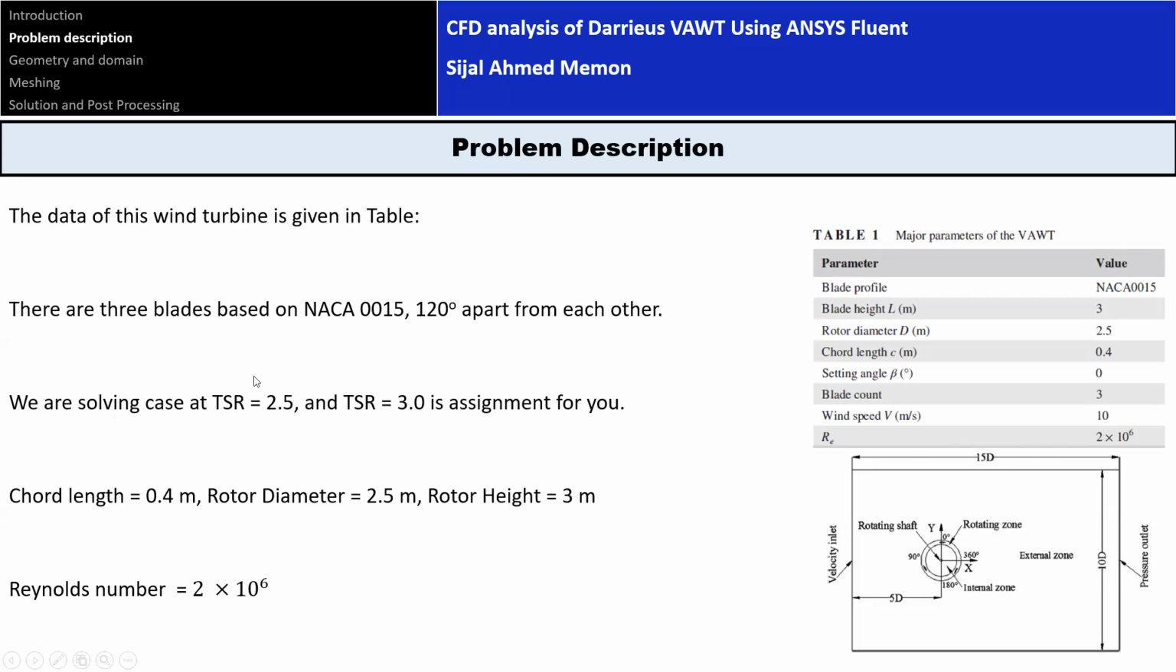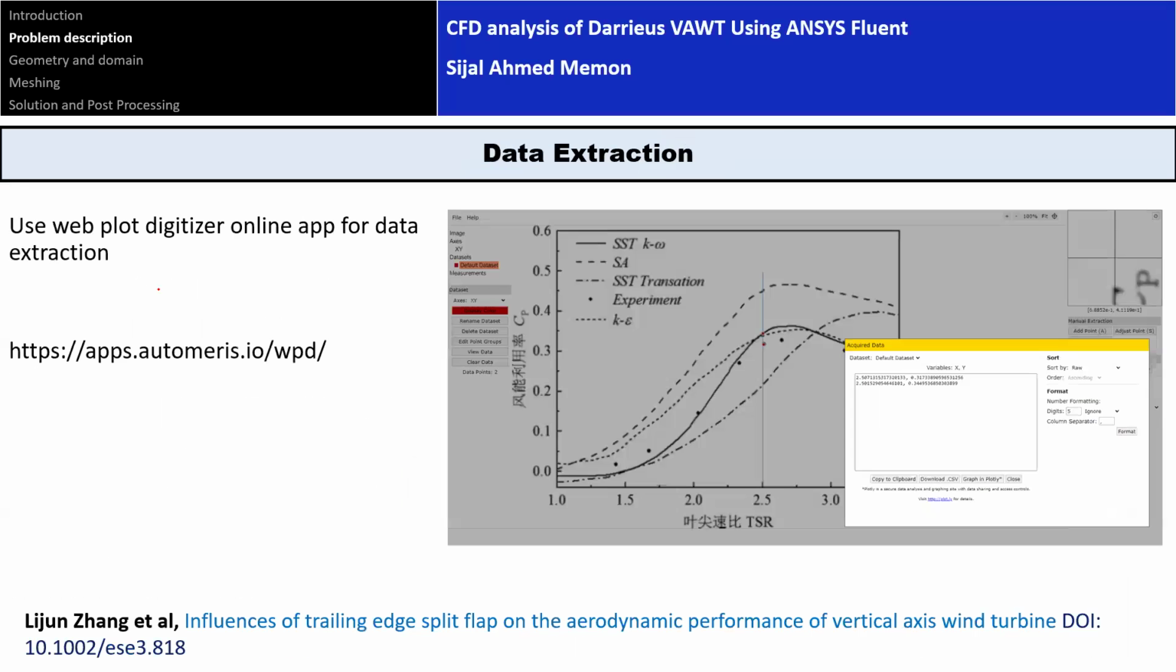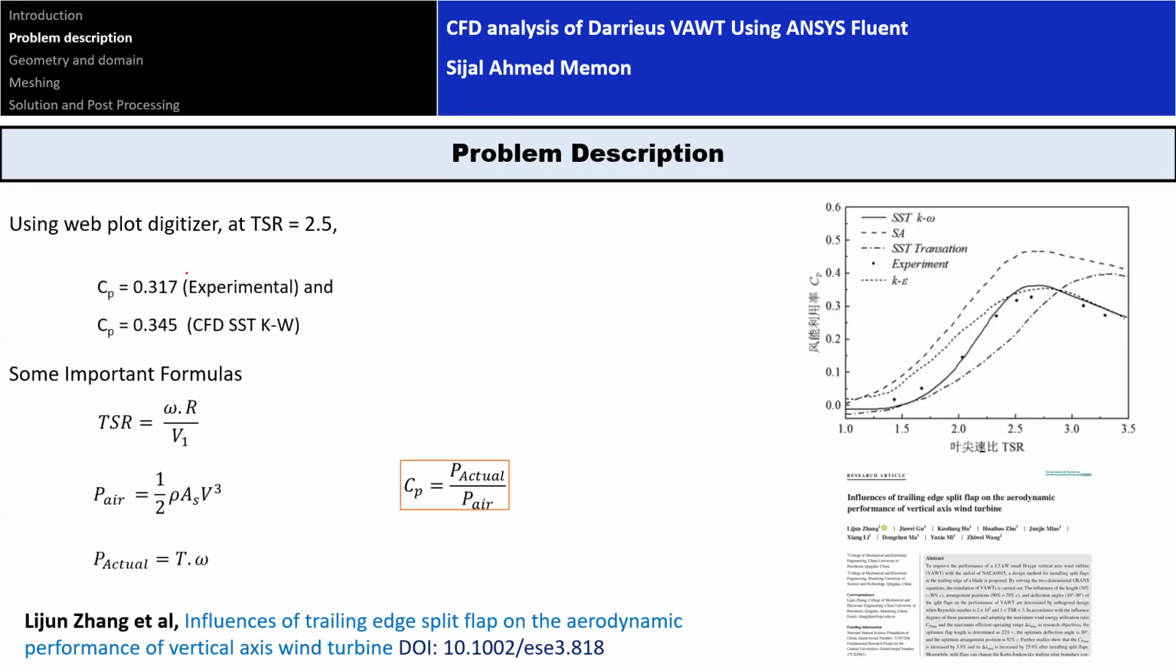And in this work, I have actually compared my results with two TSRs. TSR stands for the tip speed ratio. And these dimensions are given in the paper. This table is also taken from that paper. Then based on this data, we have the CP data from experimental data, which is drawn here. And also we have the data from the SST model. This is from this reference, okay?